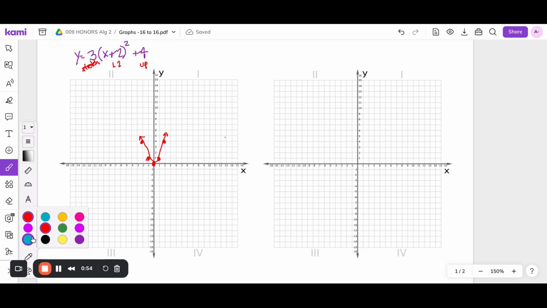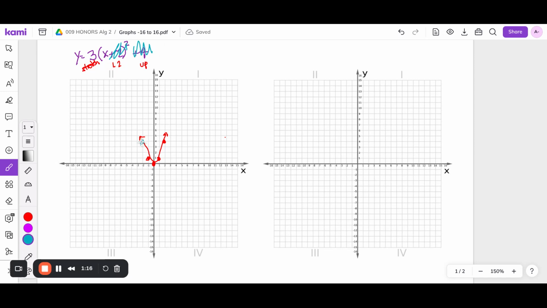Okay, so to graph this using transformations of functions, I'm going to take the vertex. I'm going to move it left 2 and up 4. 1, 2, 3, 4. That's going to put me right there. Now, from this point, remember, I already used this part and I already used this part. My function now is x squared times 3.